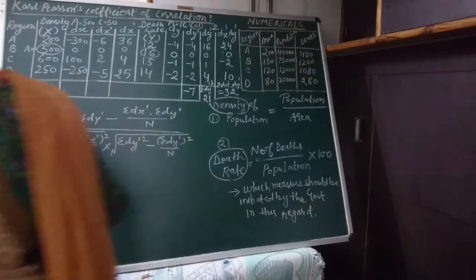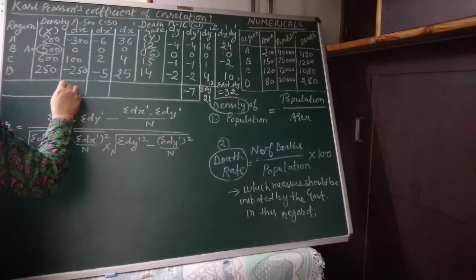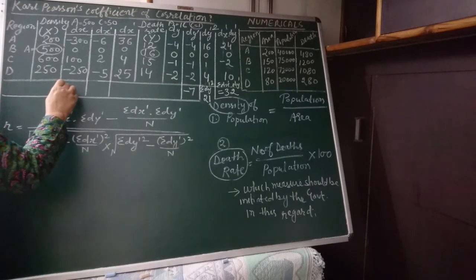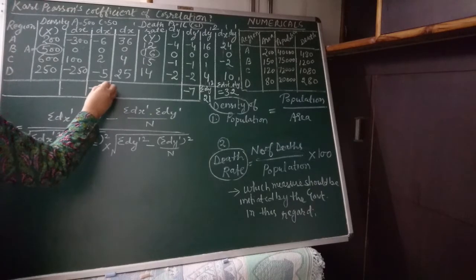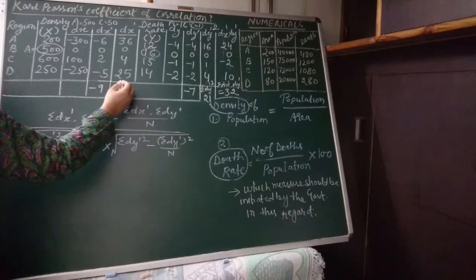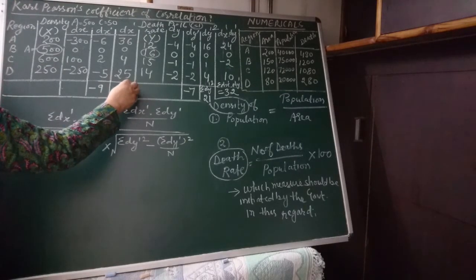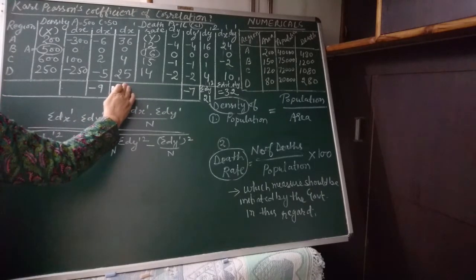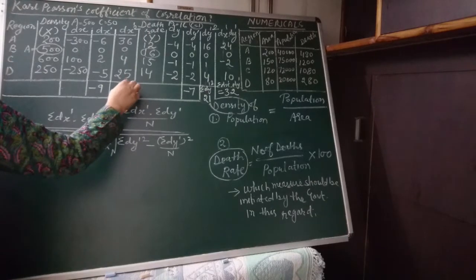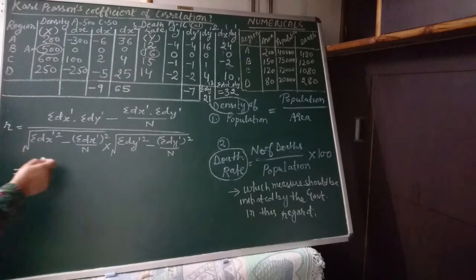Similarly, let us sum up all the values of dx. Summation dx dash will be minus 9. Summation dx dash square is equal to 65. And now let us put the values in the formula.